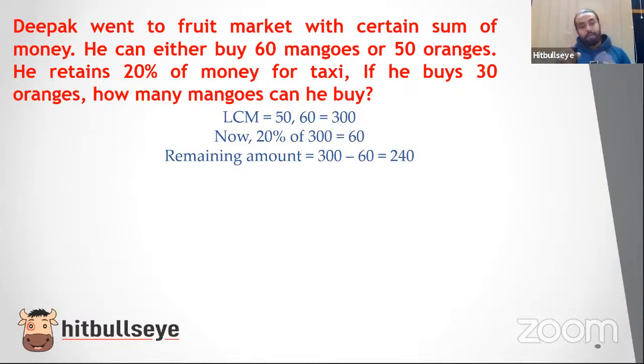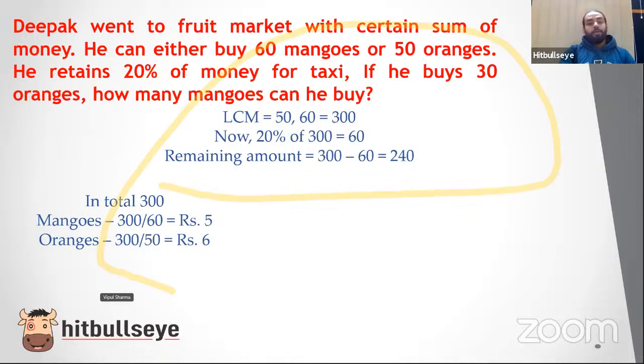Now he will buy 30 oranges out of 240. Okay, let's see. In total, please stop annotating, whoever is annotating on the screen.